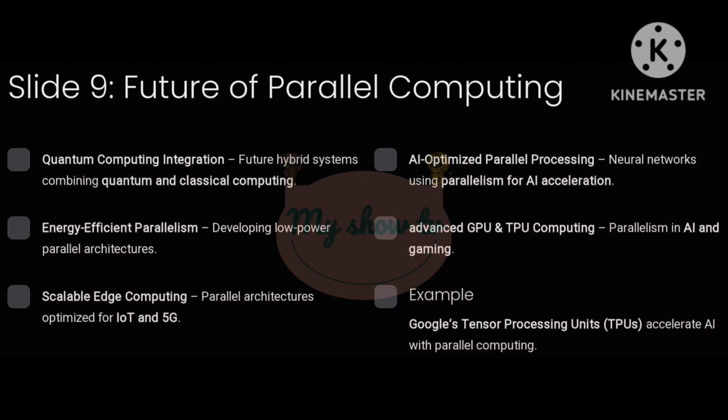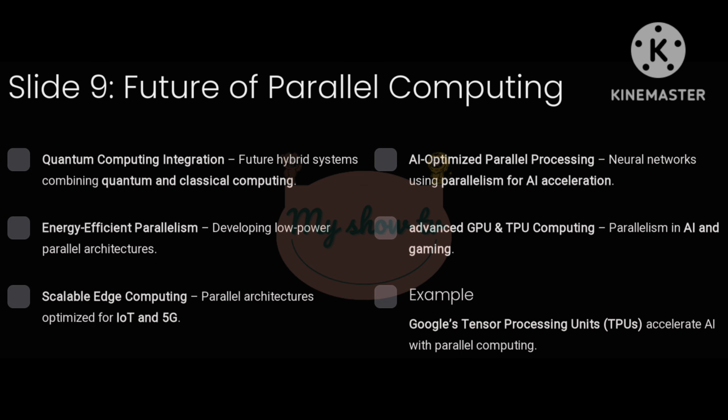Slide 9. Future of parallel computing. The future of parallel computing is being shaped by advancements in AI, quantum computing, and energy-efficient architectures. Key future trends. 1. Quantum computing integration. Future systems will integrate quantum processors with traditional HPC for exponential computing power. 2. AI-optimized parallel processing. Machine learning and neural networks will leverage advanced parallelism for deep learning acceleration.